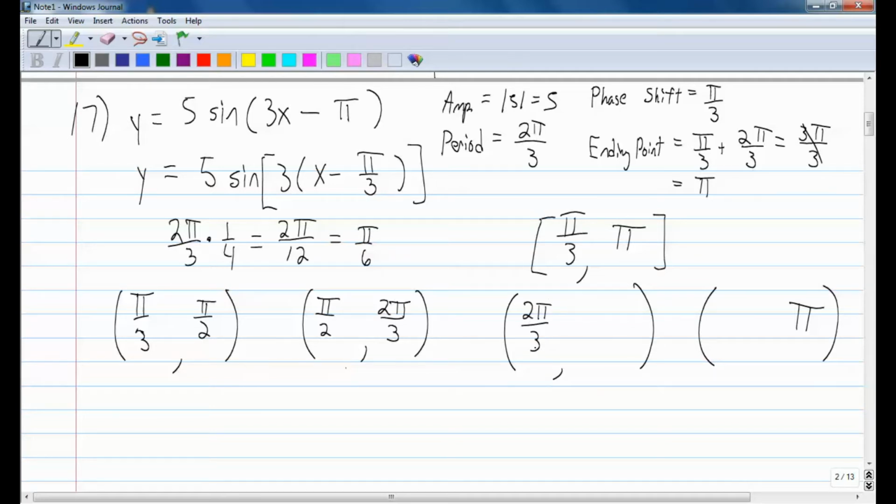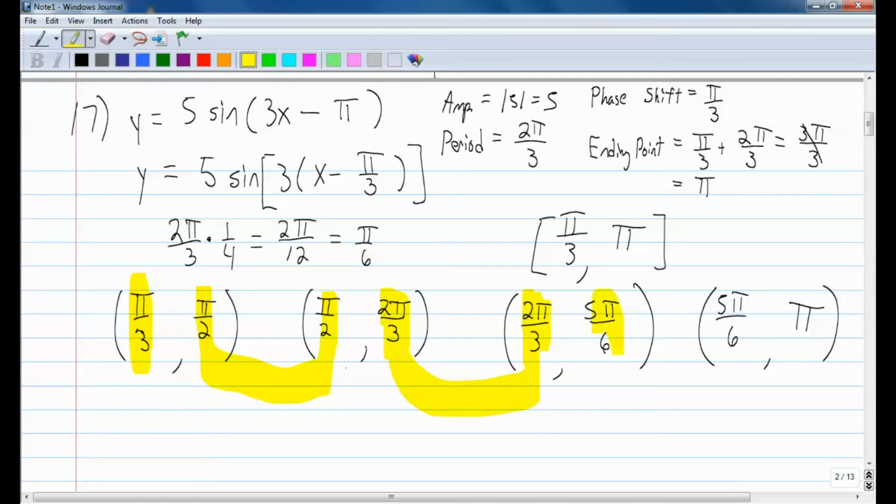Two pi over 3, or 4 pi over 6, plus 1 pi over 6 is 5 pi over 6. Now here's where we can check ourselves and make sure that we've been doing things right. 5 pi over 6 plus 1 pi over 6 is 6 pi over 6, which is the same as pi. So that kind of tells us that we're going in the right direction. Now we have significant points at pi over 3, pi over 2, 2 pi over 3, 5 pi over 6, and pi.